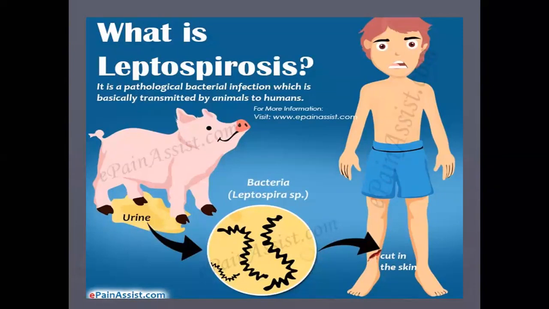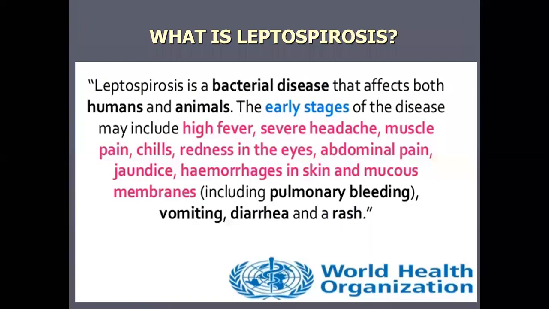The source of infection is wild or domestic animals. Now, the WHO definition of leptospirosis is almost the same. I will not go into the detail, just to make you understand. It's a bacterial disease, of course, and it can affect both animals and humans. We cannot really differentiate the stages of the disease because it has just generalized signs and symptoms like fever, headache, muscle pain, chills.